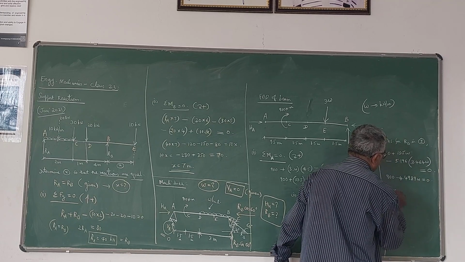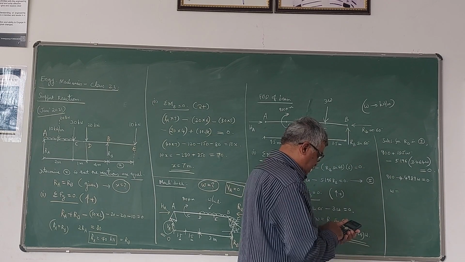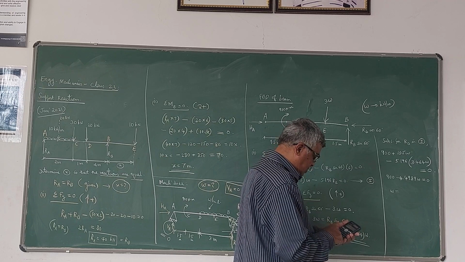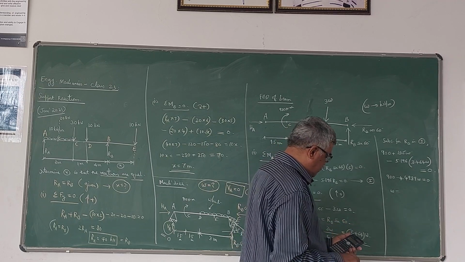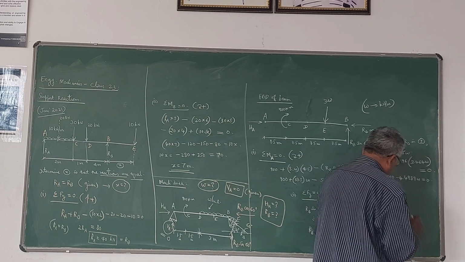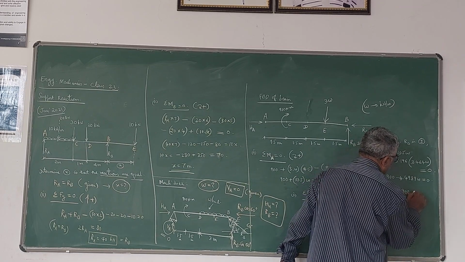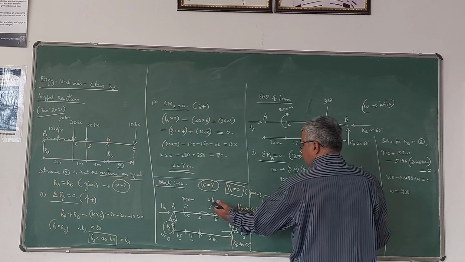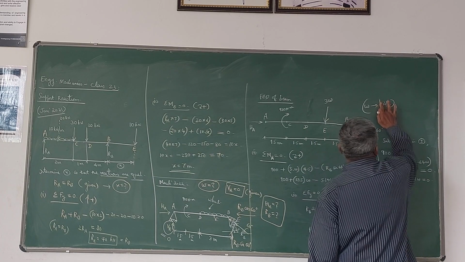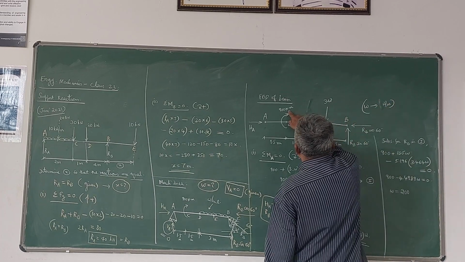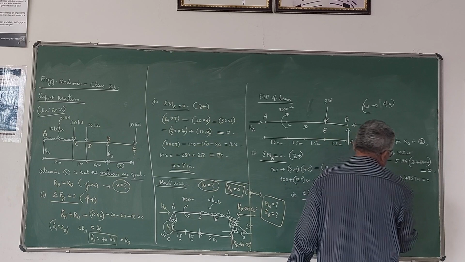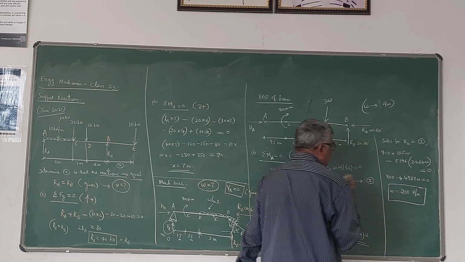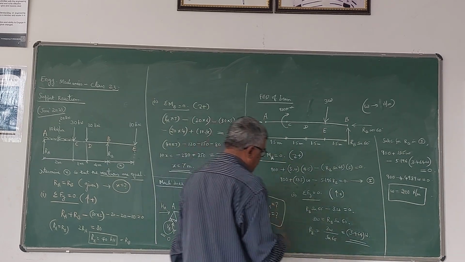Therefore, W will be equal to 900 divided by 4.4989. It comes out to be 200, we can take it as 200. The unit is Newton per meter, because the moment given here is in Newton meter, so it is 200 Newton per meter. So this is the value of W.